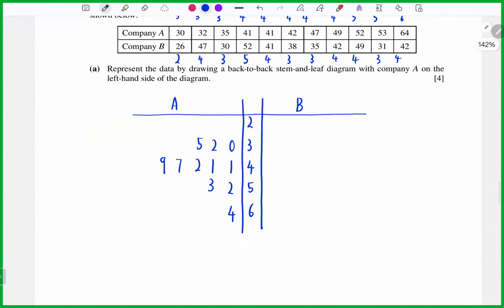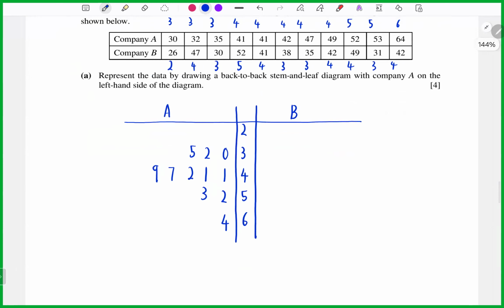Now we try looking at B. The stem 2 is only once, right? So you write here 6. And then we look at the 3. We have 30, 38, 35, 31. So you can write here 0, 1, 5, 8.